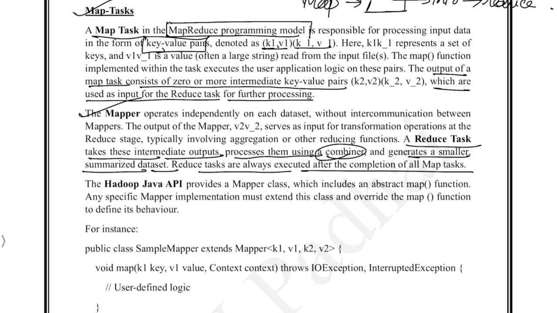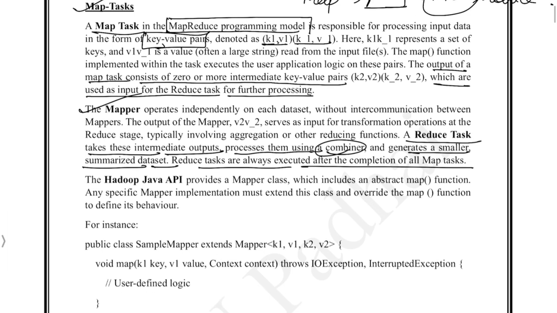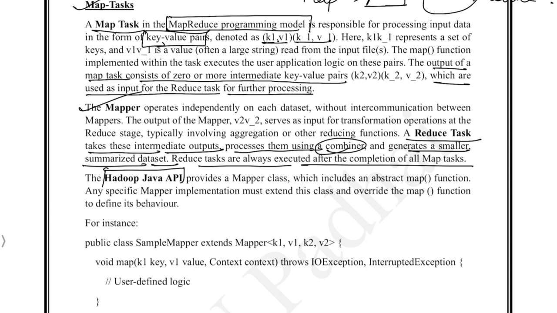That means once you are taking the output of the map function as an input to the reduce function, you are applying a combiner function which will combine all the intermediate results, and it will generate a summarized data set. Now we have something known as the Hadoop Java API, which mainly provides a mapper class, which includes the abstract map function, which any specific mapper implementation overrides to define its behavior.